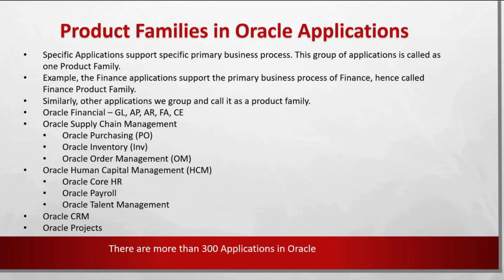Now, there is one more product family called Oracle Human Capital Management. Whatever employee-related information or payroll-related information or data is maintained, all those things are maintained under the HCM family. And what are the major applications used under that family? Oracle Core HR, that is the Human Resources application, Oracle Payroll application, and Oracle Talent Management application. So these are the ones.